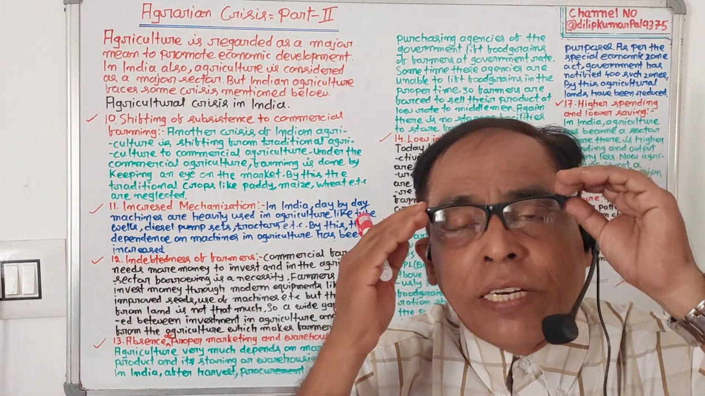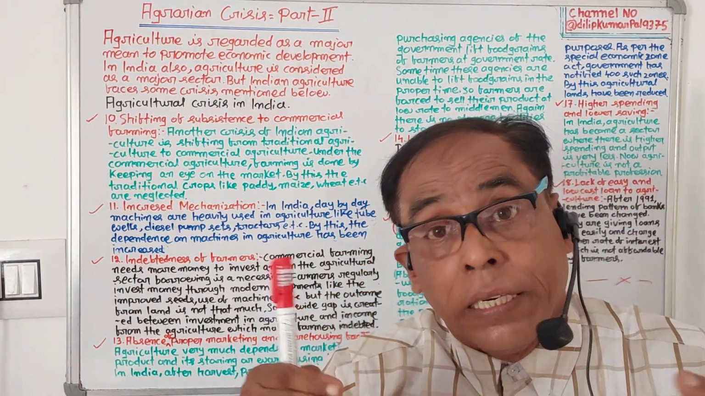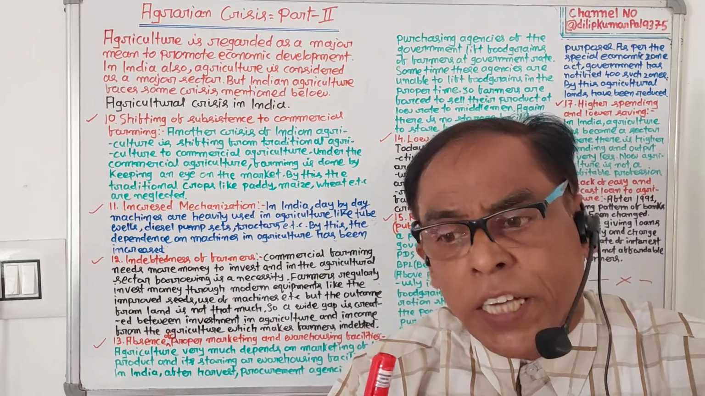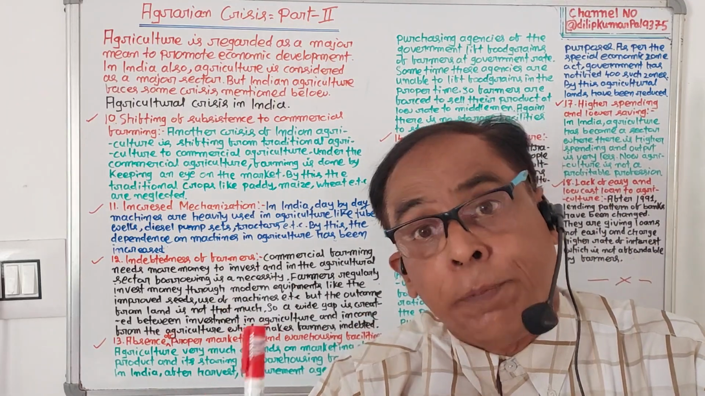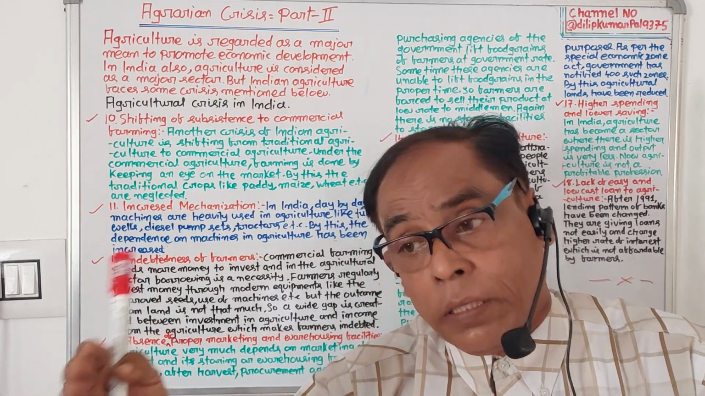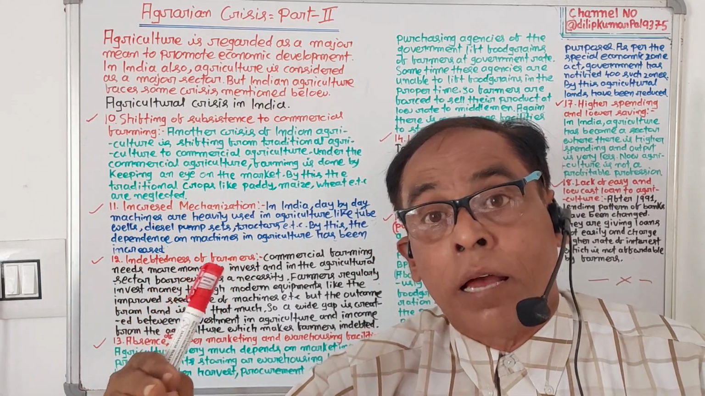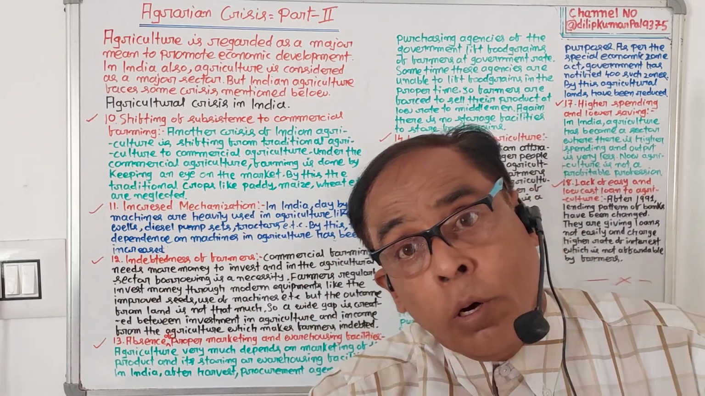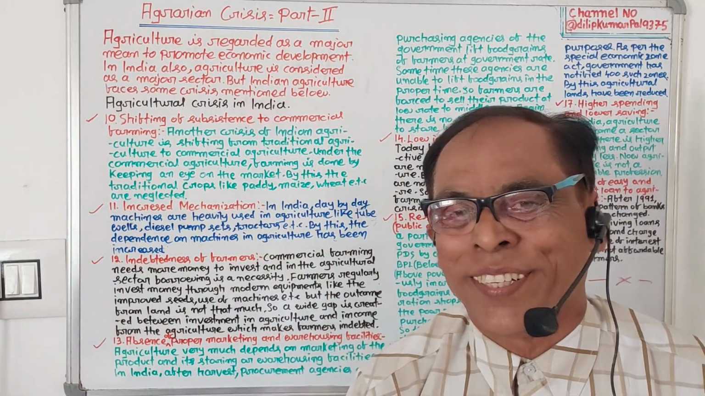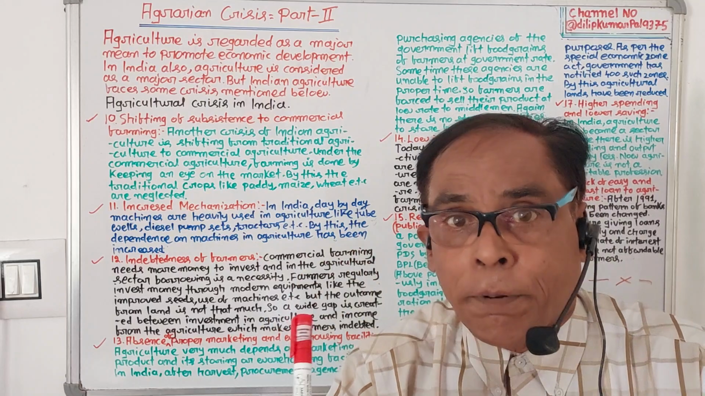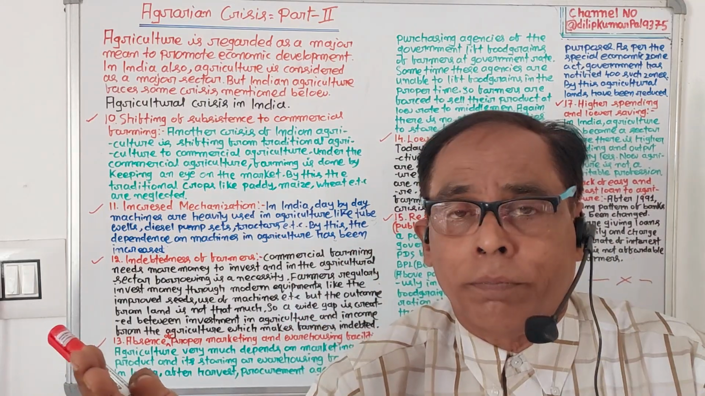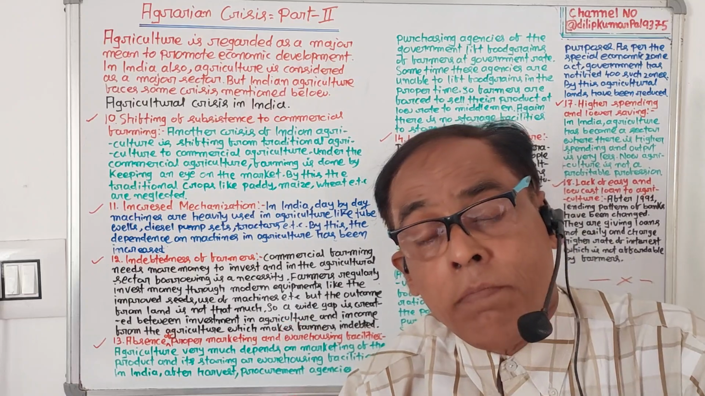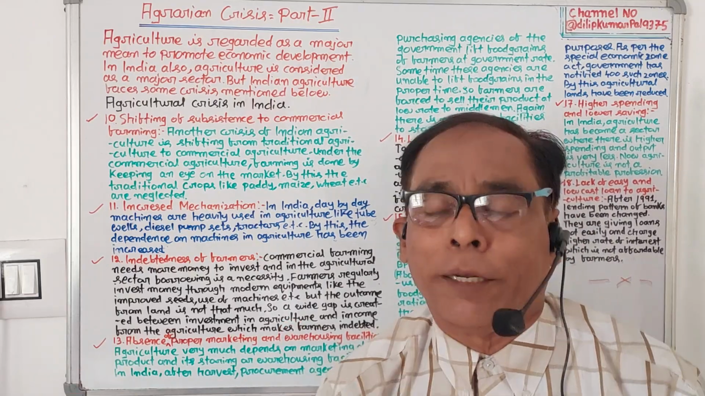Another crisis of Indian agriculture is farmers' indebtedness. Because day by day, investment in agriculture has become more and more, but the outcome has become less and less. So investment is more, outcome is less. Due to this gap between investment and outcome, the farmer has become more and more indebted.